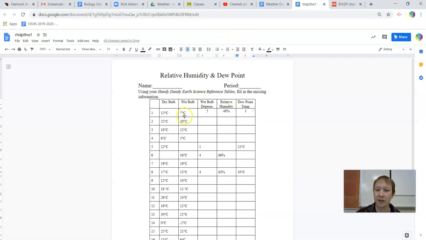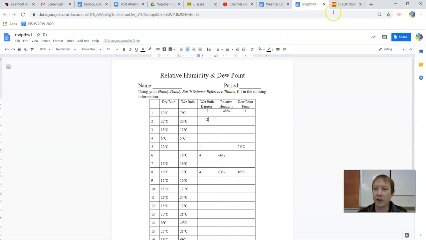Okay, and so this is kind of a guide on how to do this. We'll go through one more together. I'll do number 2 together quick as an example. So you can see here we have 22 degrees Celsius for a dry bulb. Our wet bulb is 20 degrees Celsius. So that means our depression, or the difference, is 22 minus 20, which is 2. So we have a difference of 2.